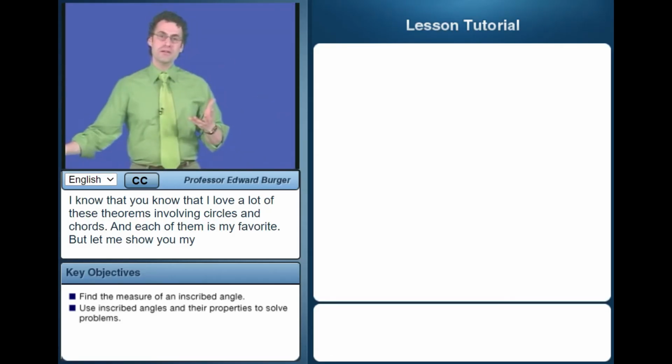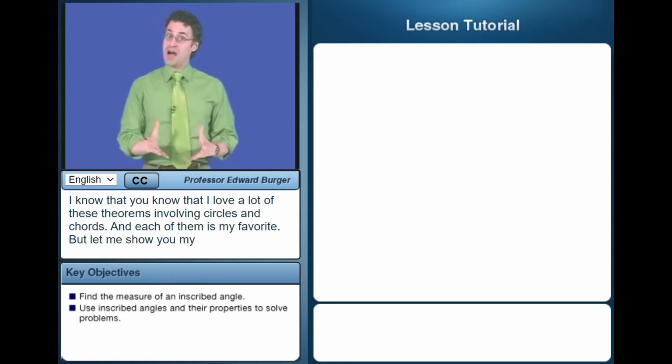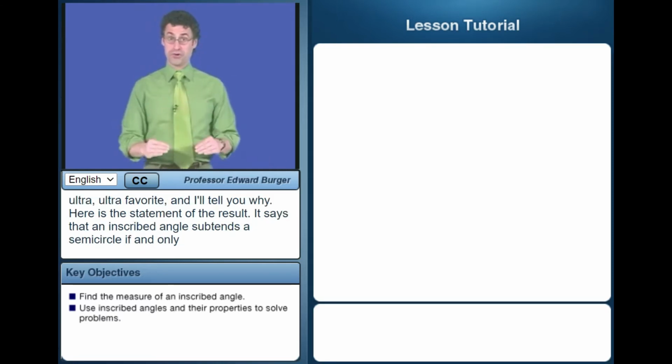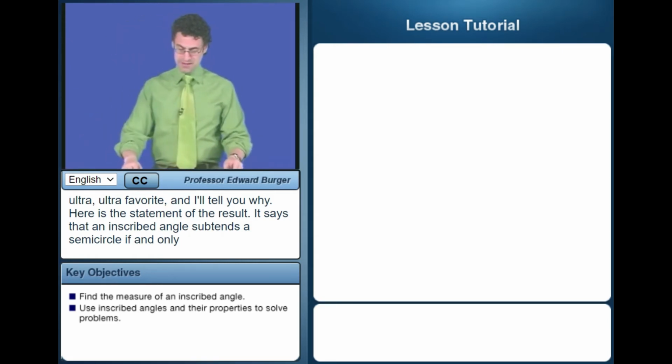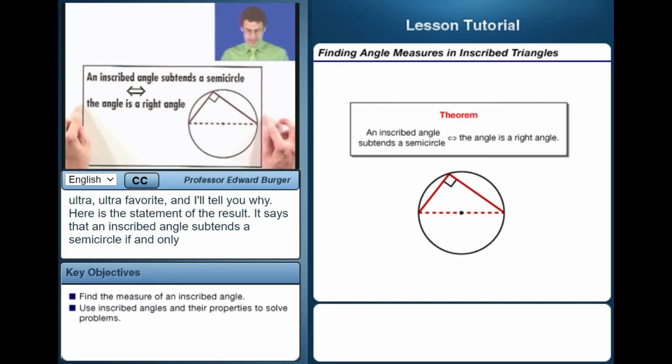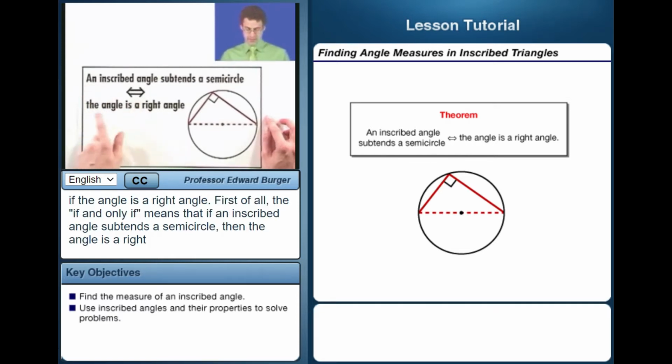Okay, now I know that I love a lot of these theorems involving circles and chords. And all of them are like my favorite. But let me show you my ultra favorite, and I'll tell you why. Here is the statement of the result. It says that an inscribed angle subtends a semicircle if and only if the angle is a right angle.